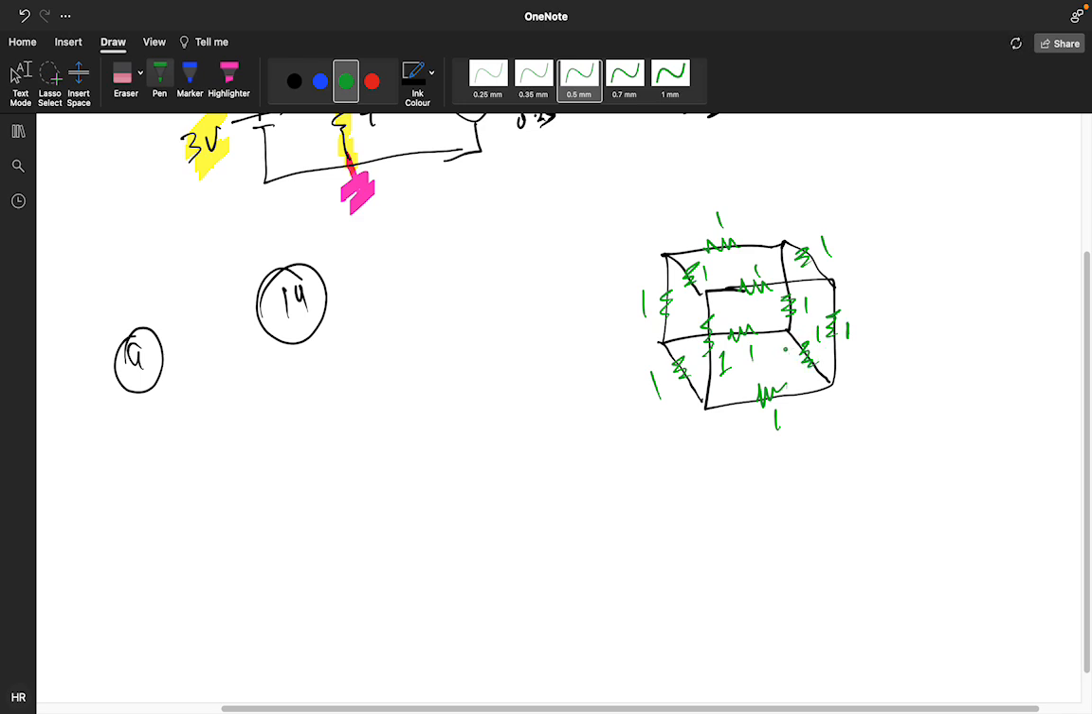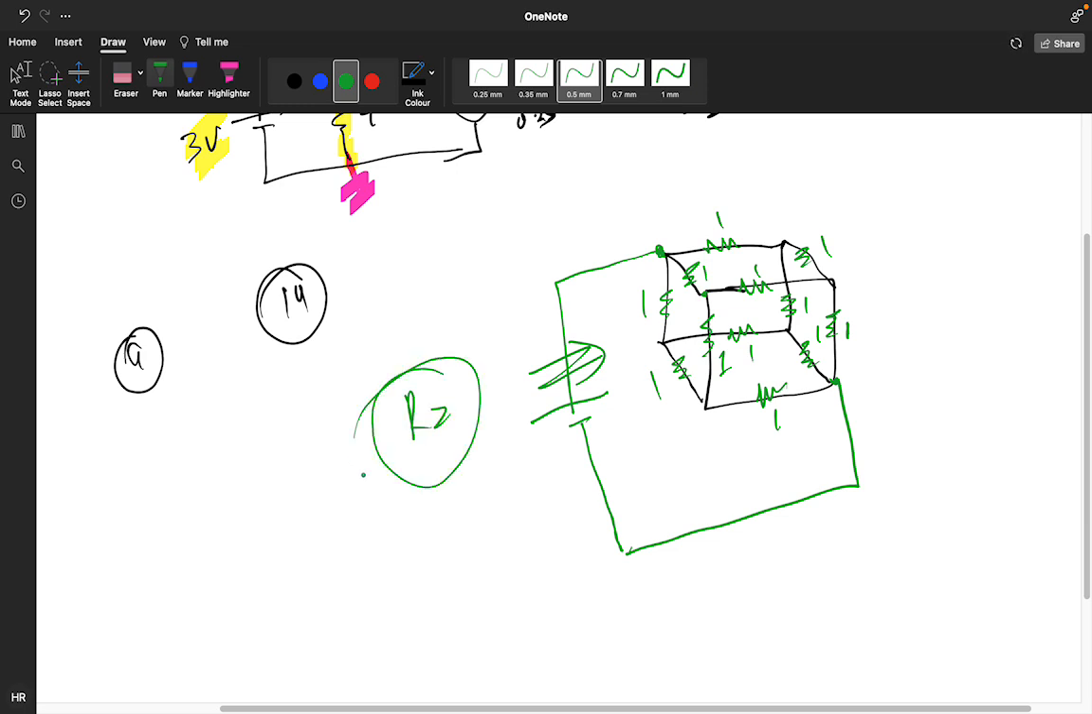The resistance between two diagonally opposite corners. So diagonally opposite corner means this is your diagonally opposite corner. So what will be the overall resistance if you see from this? Do you remember or forget this concept?